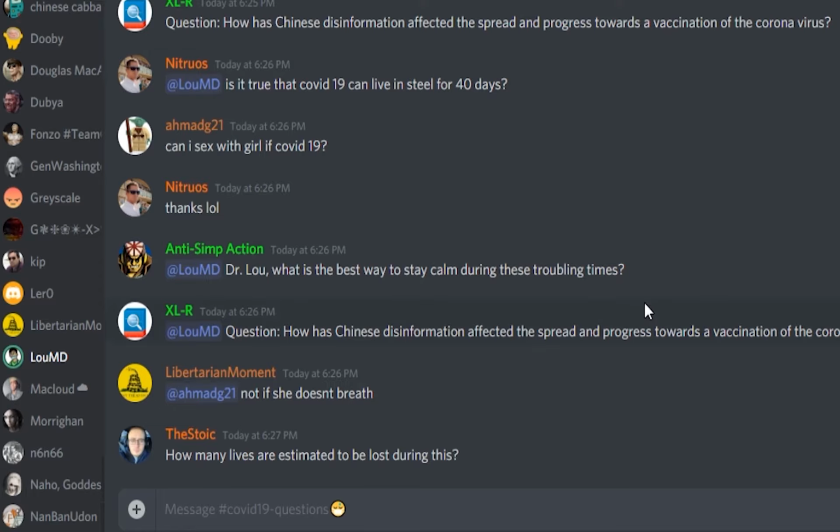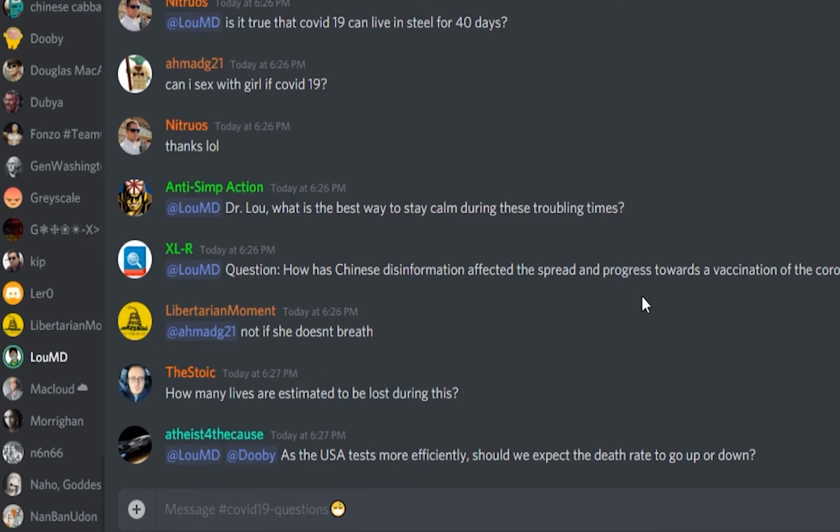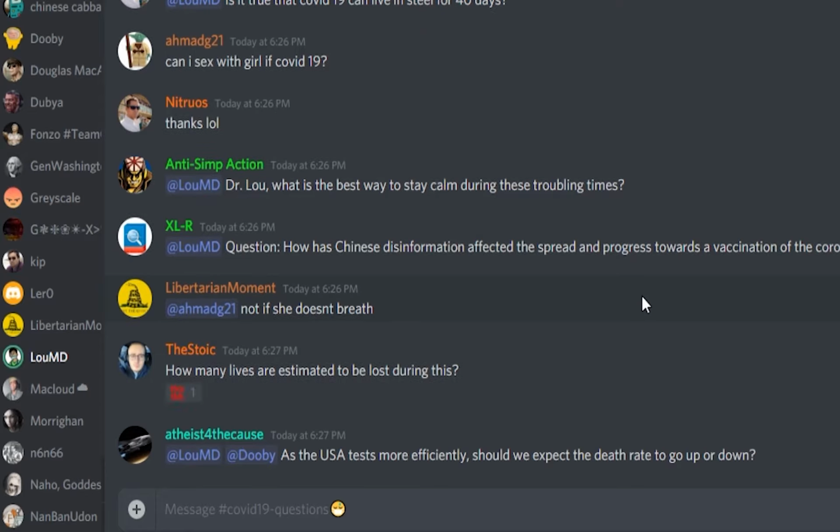How many lives are estimated to be lost during this? That's something I read in an article a few days ago, talking about how it could potentially infect 70 to 150 million Americans. With those numbers, you could expect a few million Americans to pass away from the virus. I think it was somewhere between 3 to 7 million, or 3 to 10.